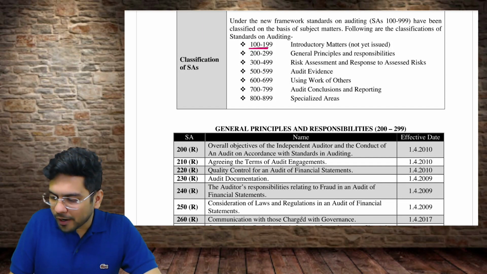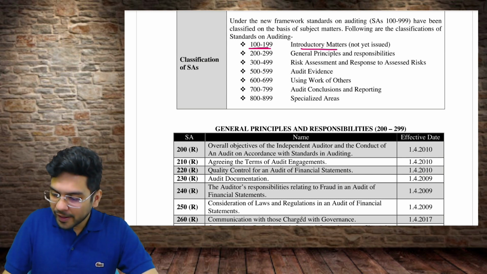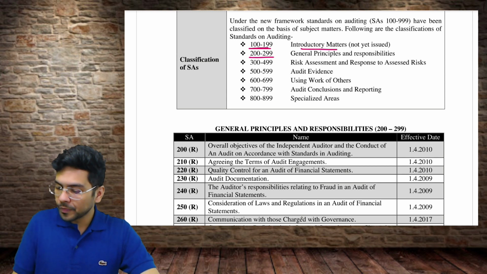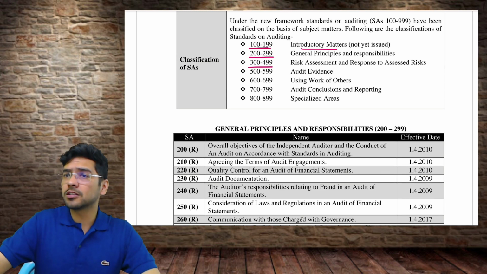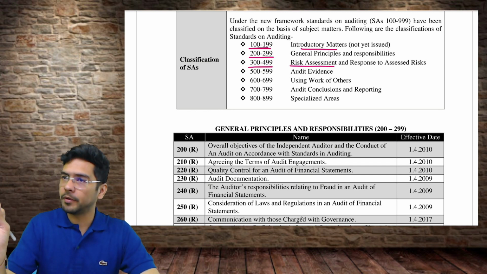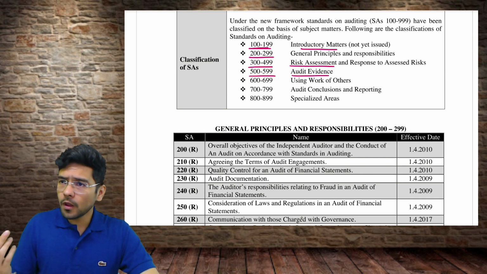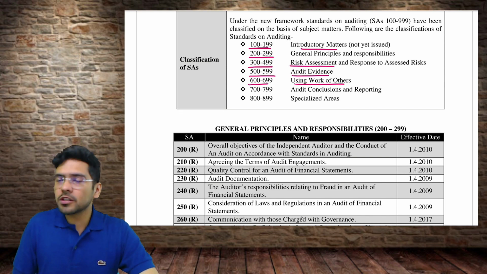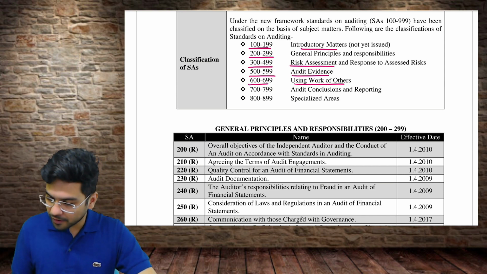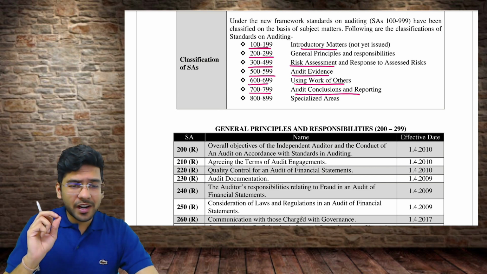100 to 199 is basically introductory matters which has not been notified yet, so good for you. Second is 200 to 299, which talks about the general principles and responsibilities of auditors. 300 to 499 again is going to be about risk assessment. When I say risk assessment in audit, it would mean ROMM. Then the entire 500 series is with respect to audit evidence. 600 is when you as an auditor are using the work of others. It can be an internal auditor, it can be some external experts, etc. And then the 700 series is all about reporting. So this is how the standards have been classified.